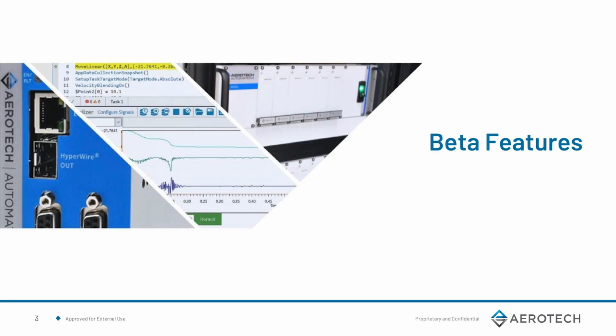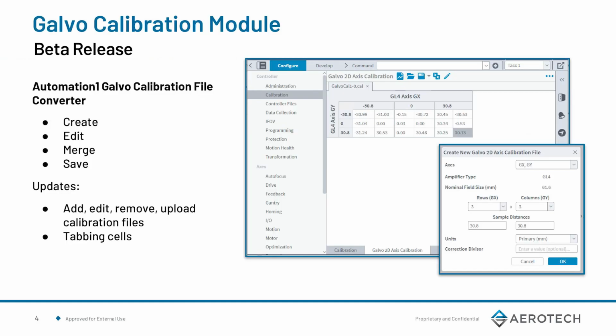Now let's begin with the features in beta. The Galvo Calibration module allows users to create, mark, and measure files directly within Automation1 Studio. This can be used for general applications with a calibration file, or for 2D Galvo applications. Users are prompted for total rows, columns, and units. As of 2.10, users are now able to add, edit, upload, and remove any calibration files from the module. We have also added better keyboard compatibility within the module, allowing users to tab through selections as if it were an Excel file.